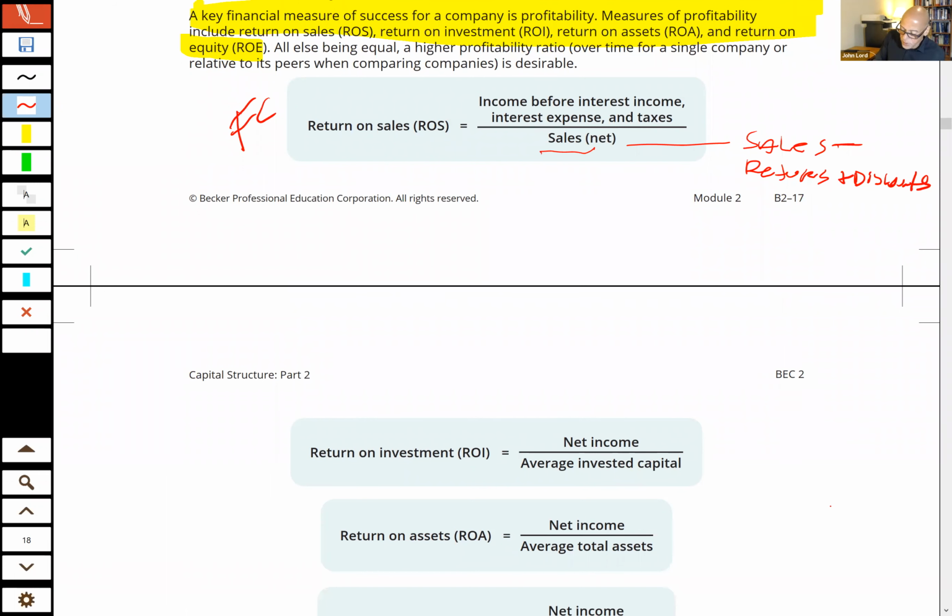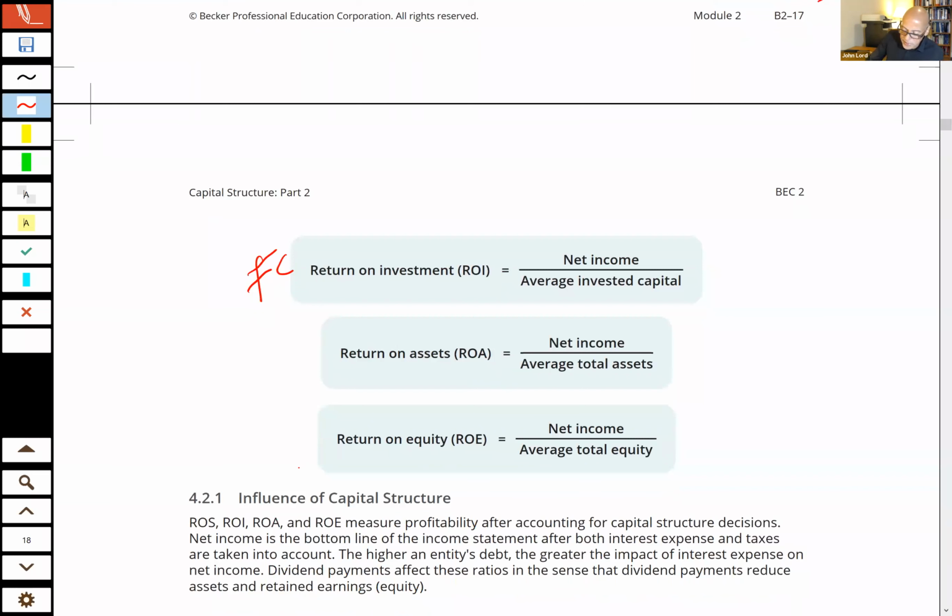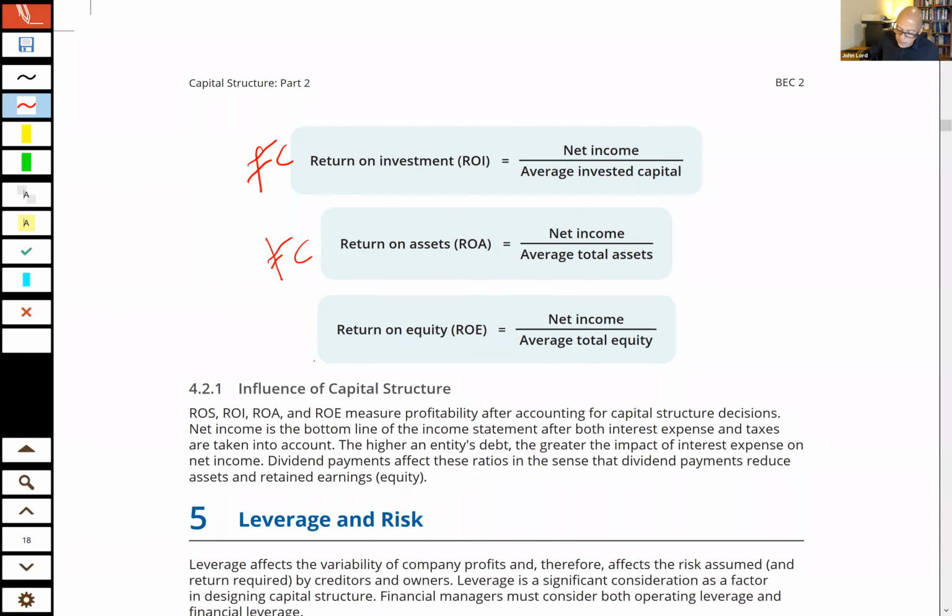The return on investment is our net income divided by our average invested capital. Return on assets is going to be our net income divided by our average total assets. And then our return on equity is our net income again, divided by the average total equity. And that's how we will use those to calculate our profitability.